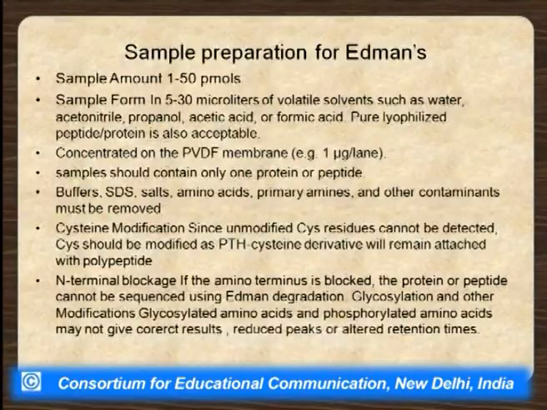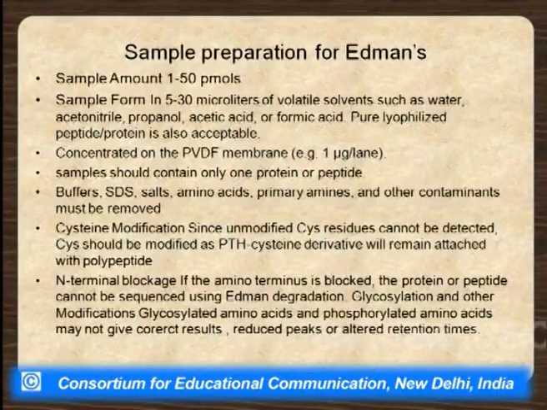So, what kind of samples can we work with for Edman? We need around 1 to 50 picomoles of sample, very pure and homogeneous, and we need 5 to 30 microliters of volatile solvents in which the sample can be dissolved, and it can also be concentrated onto a PVDF membrane. Several buffers are contaminating, so they should not be used.